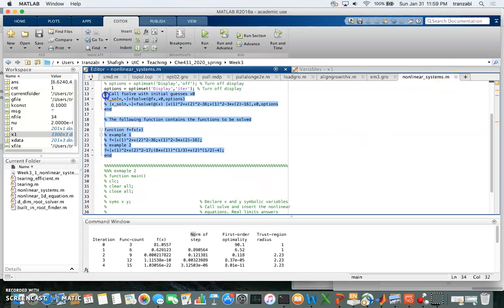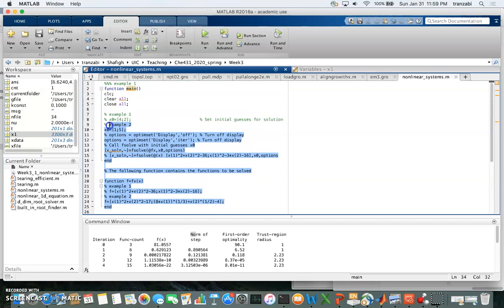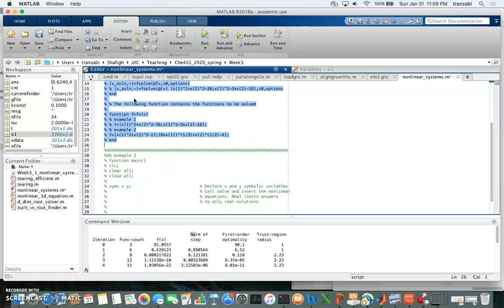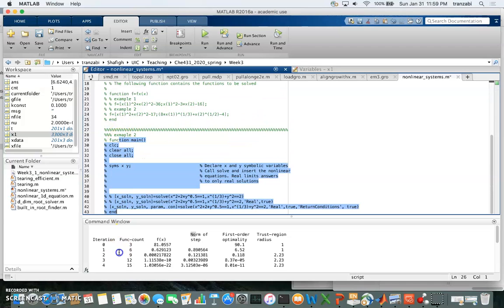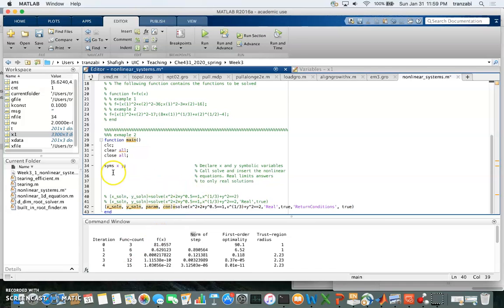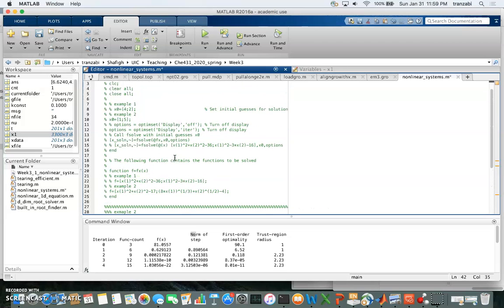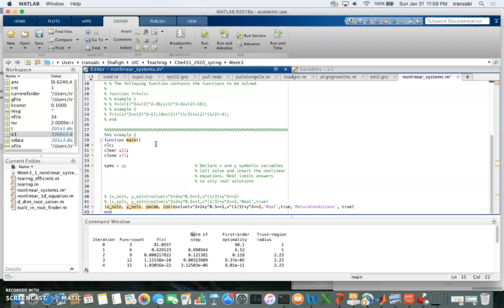Let me comment out these lines and talk about the second example. So here's the second example. I'm going to uncomment them. Okay. And then this time I'm going to use a different function. So now we're going to use solve. I hope this is clear by now that solve solves the system symbolically, but fsolve that we saw here solves numerically. All right.